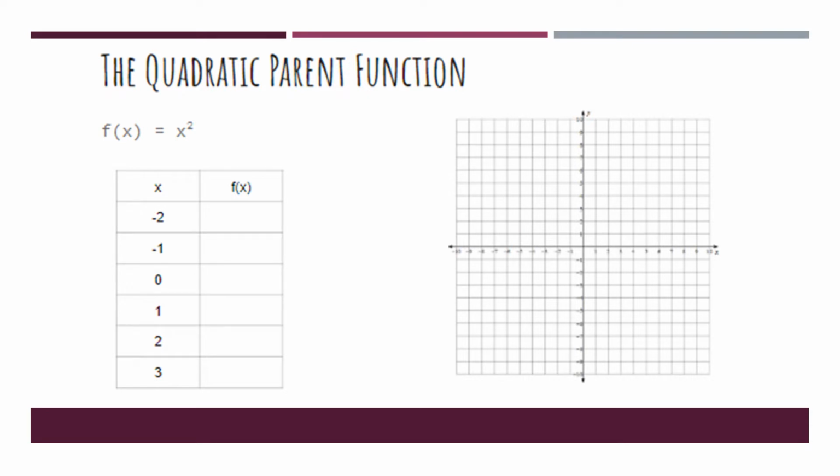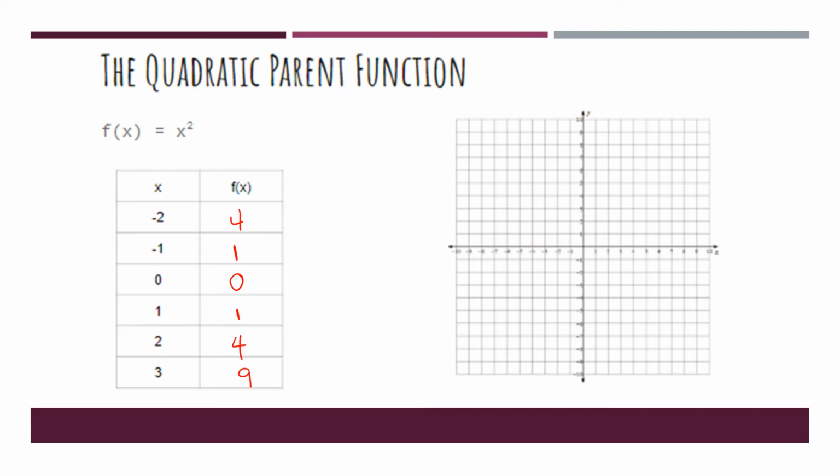Okay. The quadratic parent function, and remember a quadratic is a polynomial with a degree of 2, is just y equals x squared. We make no transformation to it. So if I was to sub in -2 for x and complete this chart, -2 squared is 4, -1 squared is 1, 0 squared is 0, 1 squared is 1, 2 squared is 4, and 3 squared is 9.